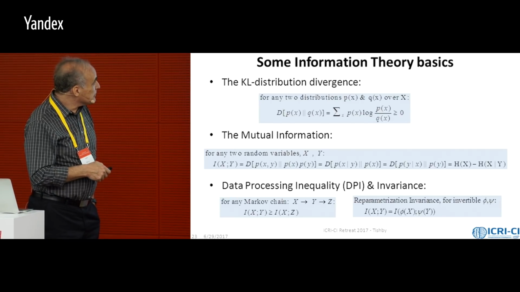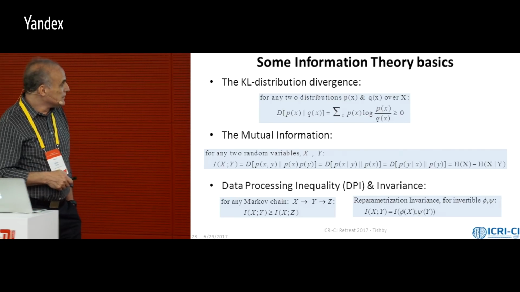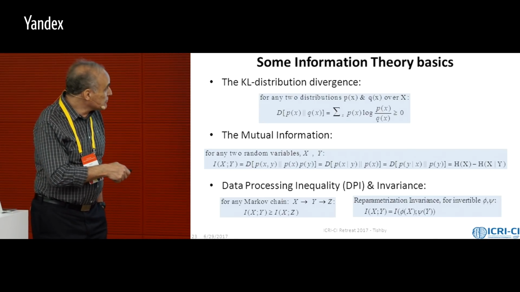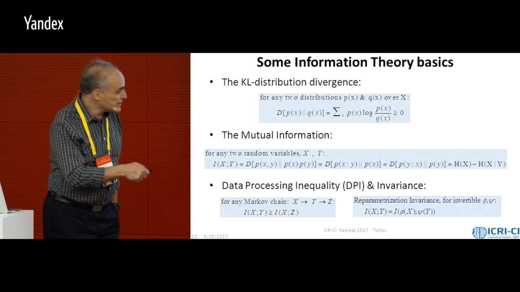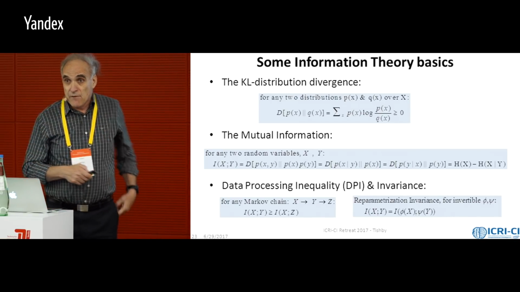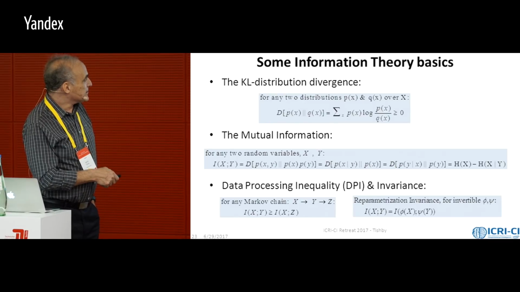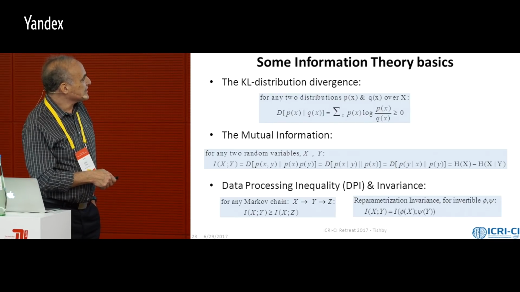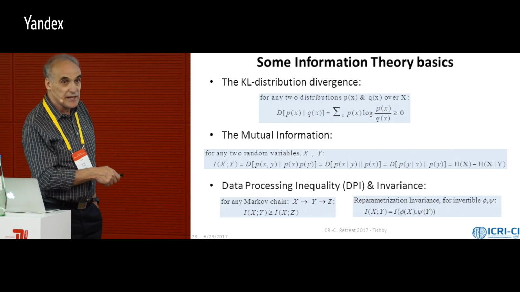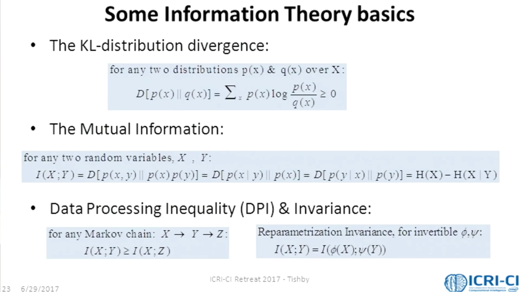There are two properties of the mutual information I want you all to remember. One of them is what we call the data processing inequality. So essentially, when you move along a Markov chain, X, Y, Z, and so on, the mutual information only decreases, which means that the mutual information between X and Z cannot be larger than the mutual information between X and Y, and so on. So if you move along the layers of a network, mutual information about the input variable can only decrease.